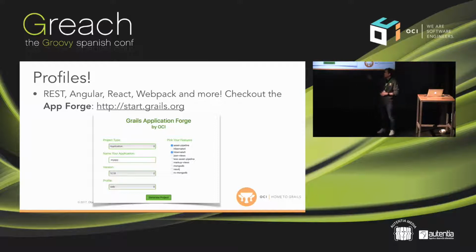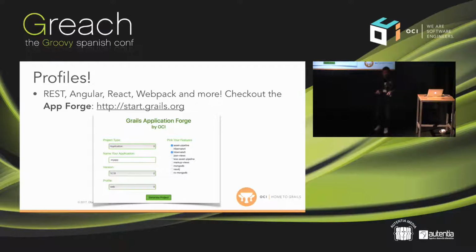So you can go to start.grails.org and you can select your project type and your name and the features you're interested in and the profile you want to use, whether you're going to be building a React app or an Angular 2 app or whatever. You click the generate button and you get a zip file sent down to you with the project setup. Really handy for demos.